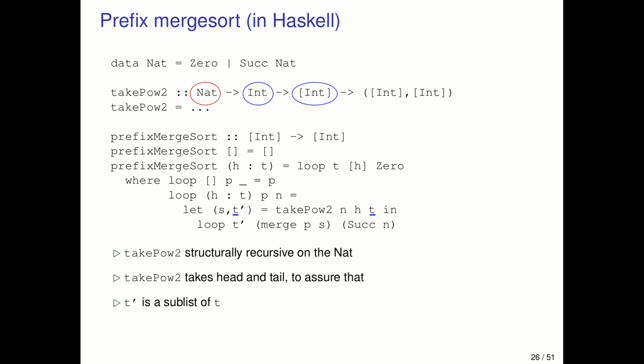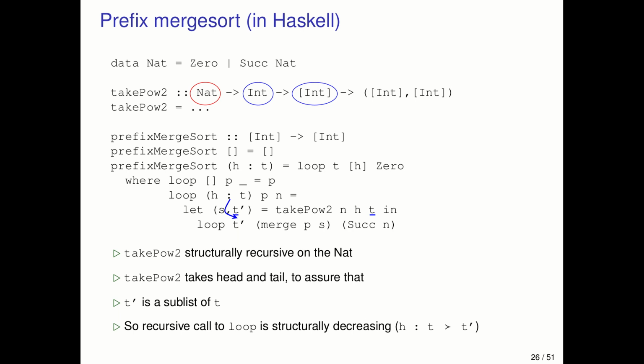So this T prime is the rest of the list you need to gobble up, and this S is the part of size 2 to the K that you've managed to sort. And we want to make sure that this is a sublist, possibly identical, but less than or equal to, structurally less than or equal to T. And we do that so that when you make this recursive call from some loop here that's going through and increasing the size of the tree as we move to the right, from here to here, there's a structural decrease.